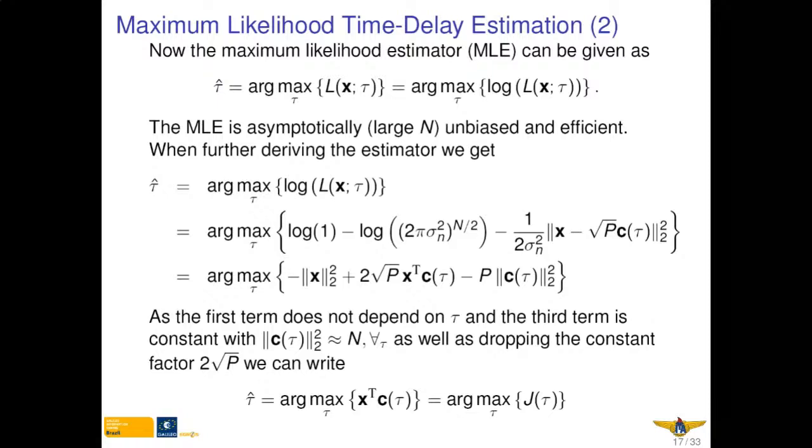If you remember what we talked about correlation, this is correlation in discrete form. We wrote the correlation in a continuous form earlier, and this is the correlation in discrete form. So we take the transpose of the signal vector and multiply this with our replica signal for a given tau. We do this for many taus, and we're trying to find the maximum of this function J of tau. This is then our estimate tau hat of the time delay.